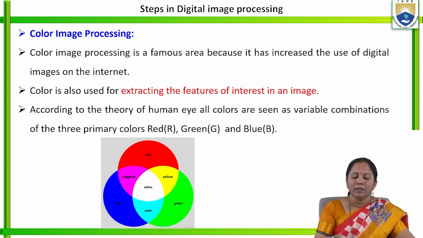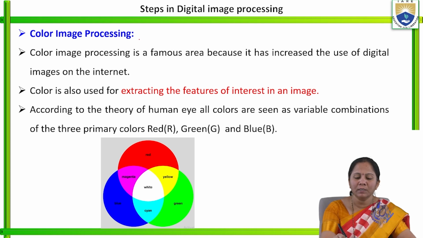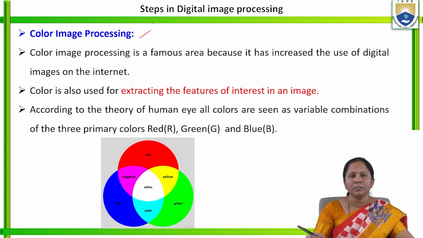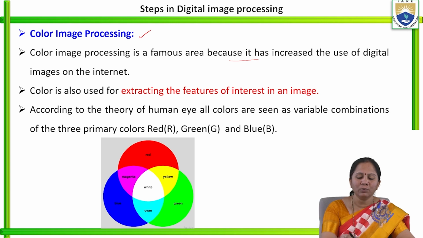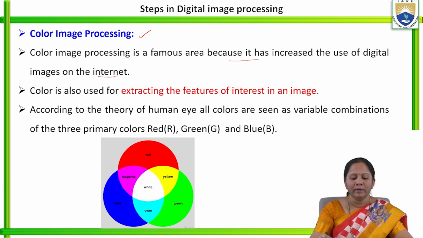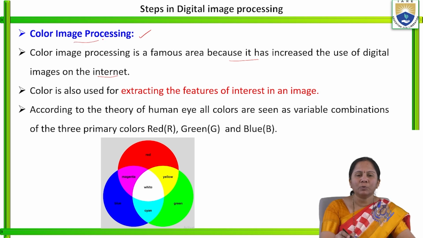And the next block in the fundamental steps of image processing is color image processing. Generally, whatever images we are processing now will mostly be color images. Color image processing is a famous area because it has increased the use of images of interest. So what is the function of this color image processing block?